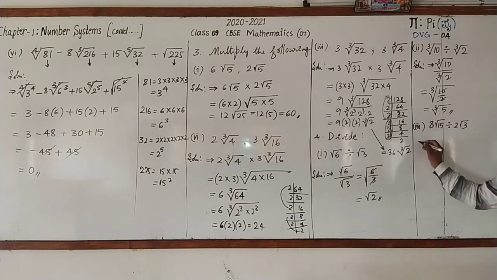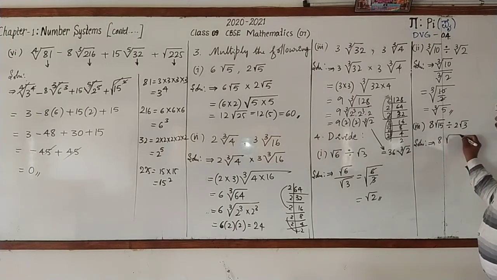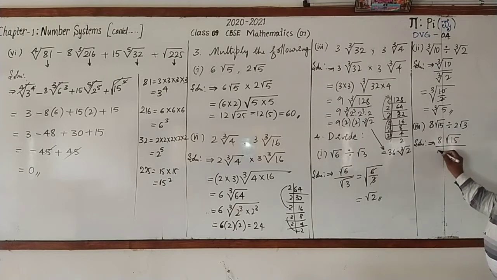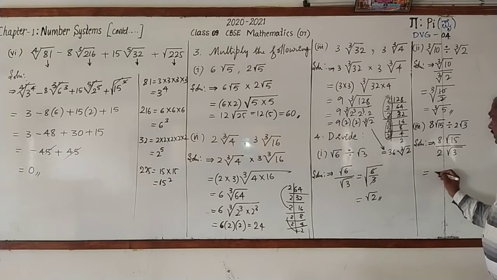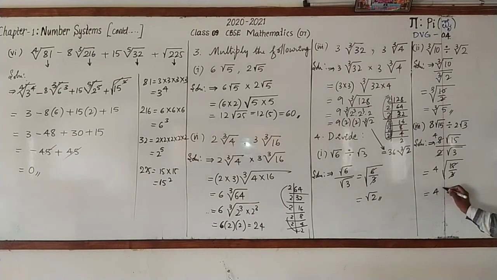Let us go for taking one more. It is 8 into root 15 by 2 into root 3. See how interesting it is. 2 1s are, 2 4s are. I'll write 4. Then order is same. Hence you can write square root of 15 by 3. 1s are, 5s are. So 4 into root 5.